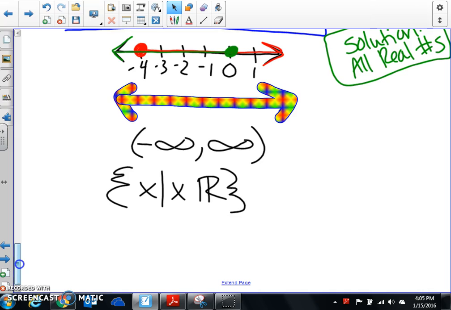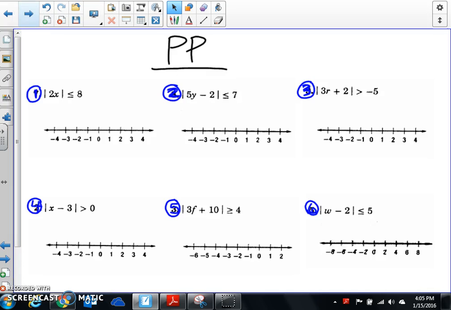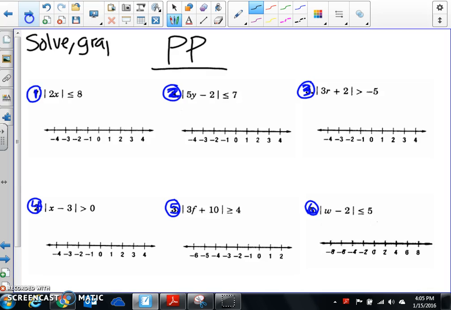Okay? All right, here are your practice problems. There are 6 of them. Make sure that you solve, graph, and give interval and set notation.